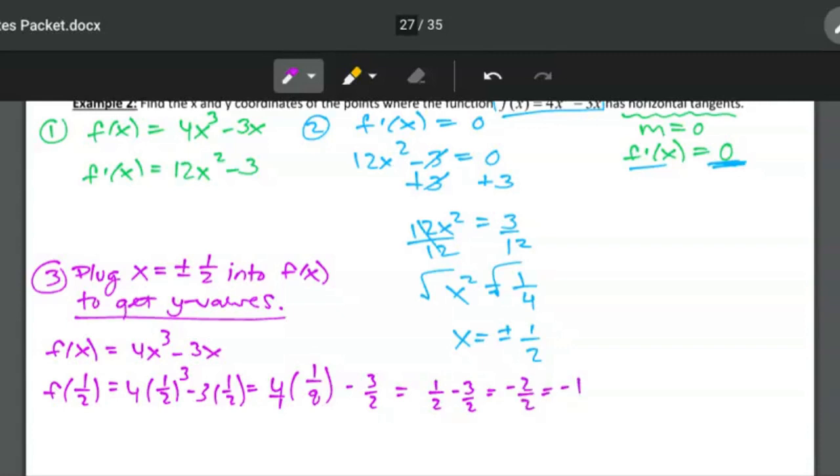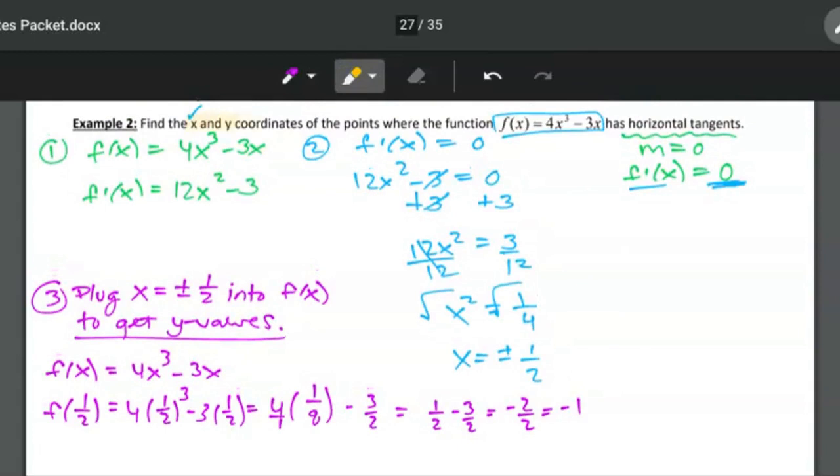A lot of work right there. But think about the actual point. They wanted the x and y coordinates of the points. Well, when we plugged in an x of 1/2, we got a negative 1. So one of our points was 1/2, negative 1.